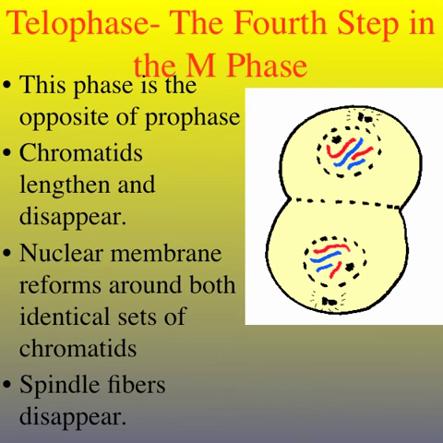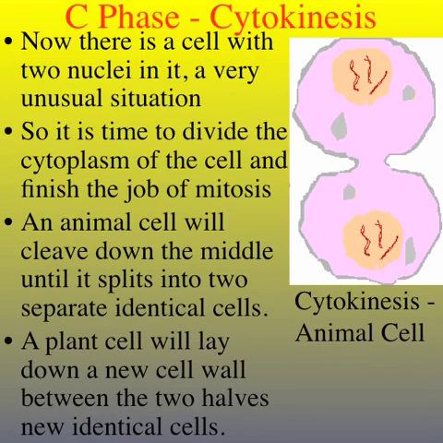We've copied the nucleus, we've replicated the nucleus, and now the final step is to split the cell. The C phase, cytokinesis, is we have a cell with two nuclei in it, two identical nuclei in it. As I said, kind of an unusual situation. So it's time to divide the cytoplasm, that's what the C stands for, cytokinesis, cytoplasm division, and finish the step of cell division. An animal cell will cleave down the middle, kind of like if you took a water balloon that wasn't overly inflated and just pinched in the middle, and you'd get two balls. Of course, we can't separate them or they would burst, but that's the closest analogy we can get.